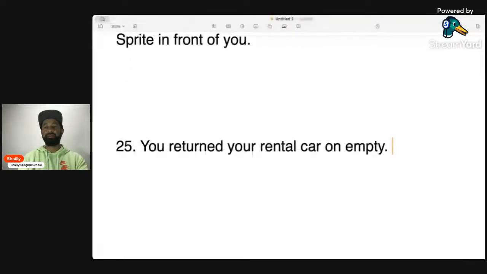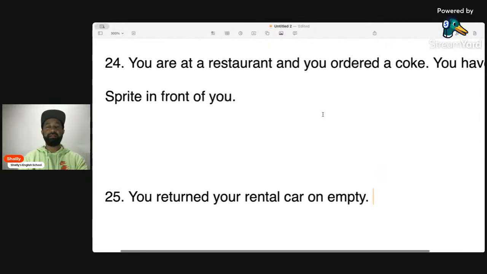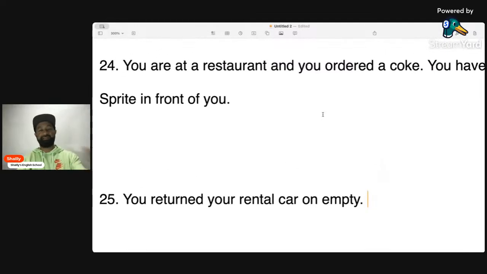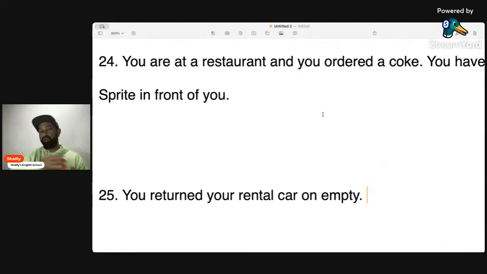Okay, what does this mean? This empty means there's no gasoline in the car, or very, very little gasoline. Okay, so you returned your rental car on empty.